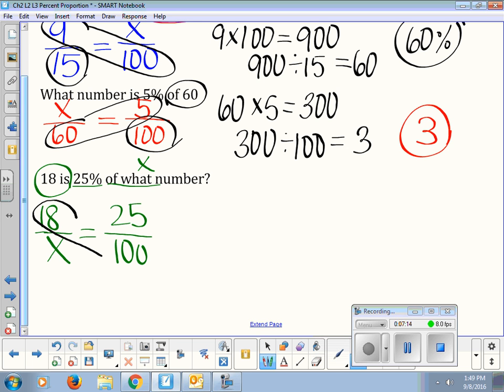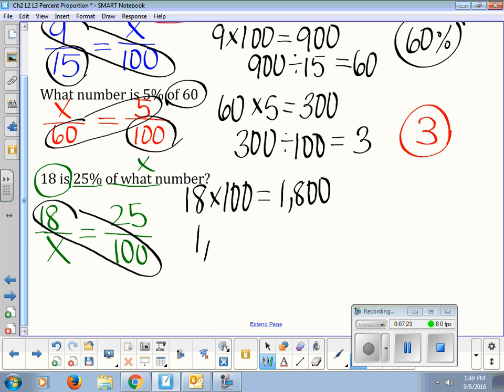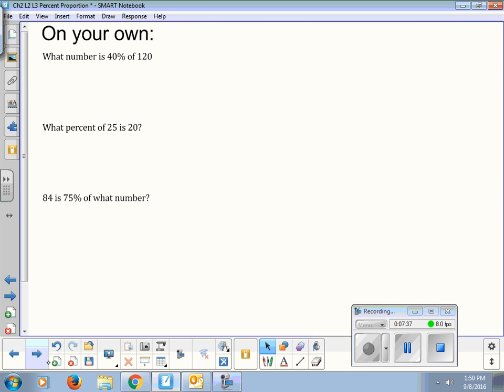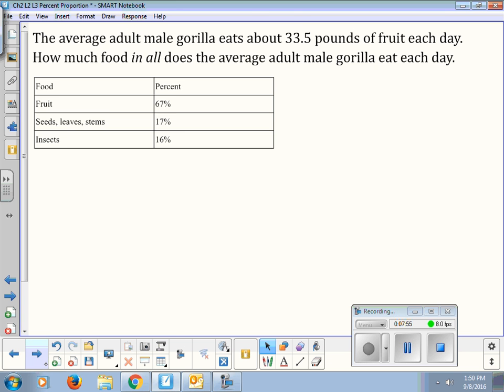If we cross multiply the two numbers we know how to multiply, 18 times 100 gives us 1,800, and we have to divide that by our leftover number, which was 25. And what did you guys come up with for the answer? Okay, I'm going to have you try the next 3 questions on your own. Make sure you're setting up your proportion. You know that percents are always out of 100, and we're using is over of equals percent over 100.